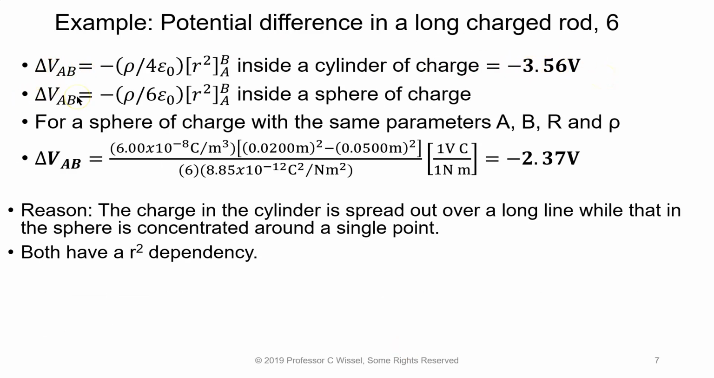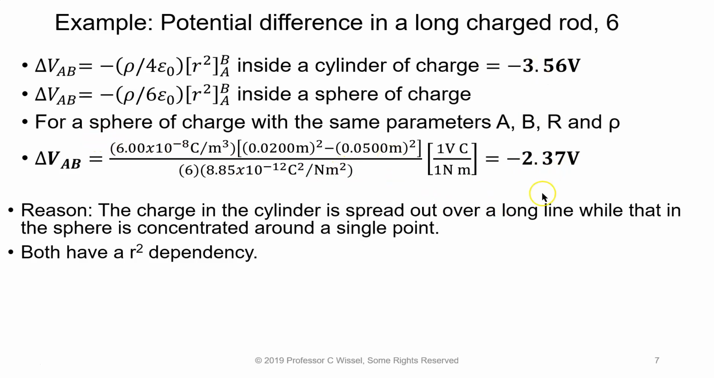We did the same thing in a previous lecture for a sphere of charge, a uniform sphere of charge. So delta V_AB equals minus rho divided by 6 epsilon naught times R squared from A to B. Put the numbers in there. We wind up with delta V_AB equals negative 2.37 volts. There's a slight difference here. It's proportional to R squared, which makes sense.